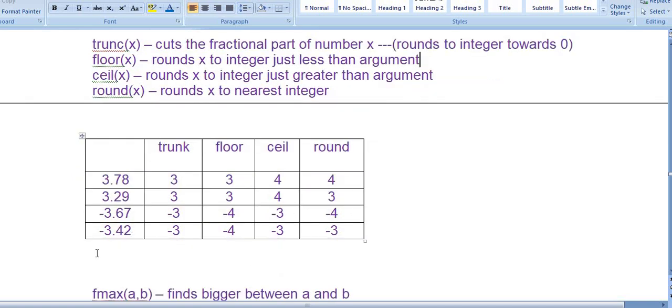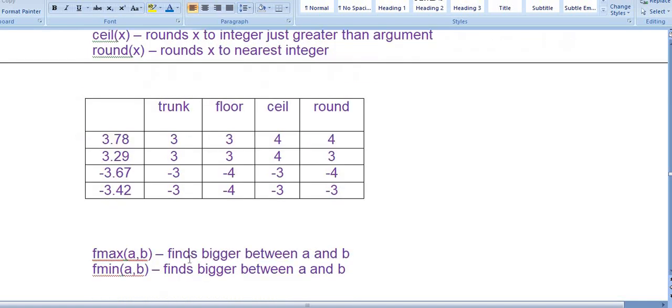In negative numbers, some opposite things happen. In a negative number, in case of trunc, it is just cut. In case of rounding, it goes toward the nearest number. But floor goes to the lower value. So minus 3.67 is bigger than minus 4, so it goes to minus 4 for floor and minus 3 for ceil. Same value if it is 0.42.